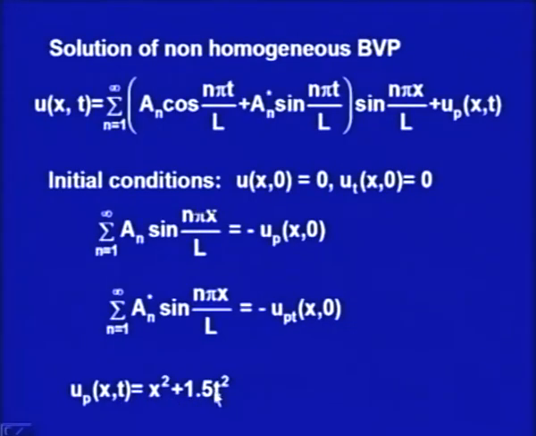Now, in this particular solution, if I put t equal to 0, I get that a n is the Fourier coefficient of the Fourier sine series of minus x square. If I take the derivative with respect to t, I get 3 t, and at t equal to 0 that is 0. That says n pi over l times a n star would be 0, or a n stars would be 0. So, we get the solution as summation n from 1 to infinity a n cos n pi t over l times sin n pi x over l plus x square plus 3 by 2 t square, where the a n's are given as the Fourier coefficients of the Fourier sine series of minus x square. That is, a n is the integral from 0 to l of minus x square sin n pi x over l dx. So, that is how we solve this boundary value problem as one example.